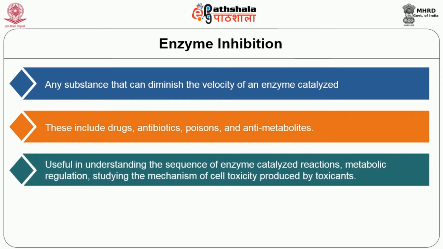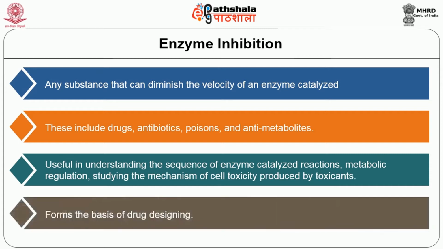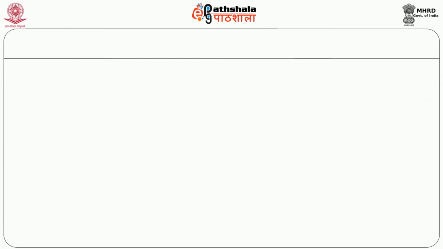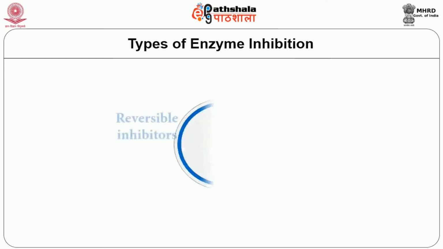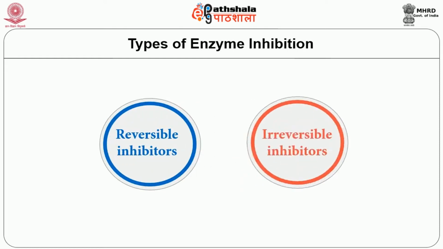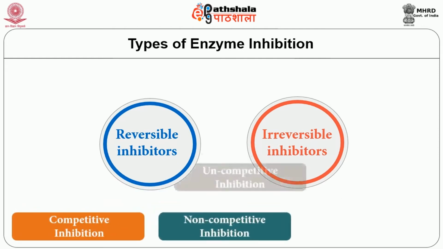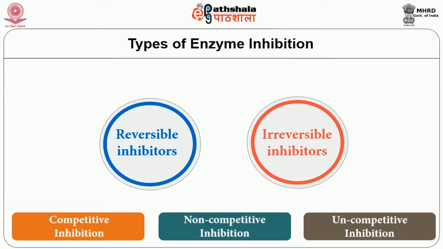They are useful in understanding the sequence of enzyme catalyzed reactions, metabolic regulations, and studying the mechanism of cell toxicity generally produced by toxicants. Let me make it very clear that the study of enzyme inhibition forms the basis of drug designing. There are two types of enzyme inhibition: reversible inhibitor and irreversible inhibitor. The reversible inhibitors can be further classified into competitive, non-competitive and uncompetitive. Now let us see each type of inhibition in detail.